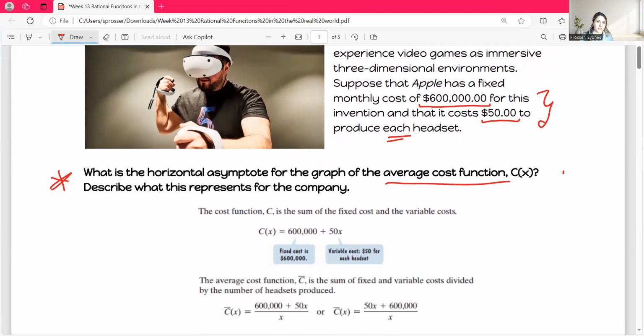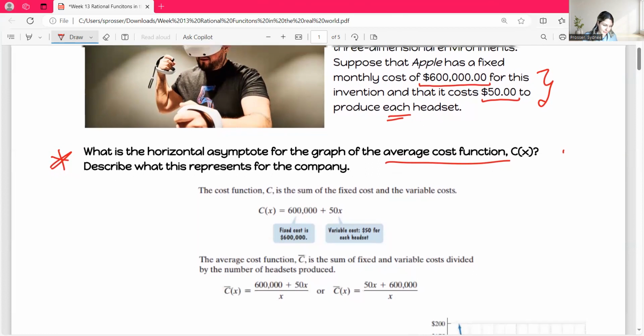Our average cost function. Well, we know how to find averages, right? You add up all of your items divided by how many items there were. So we don't know how many headsets are going to be produced. So we have our cost, 600,000 plus 50x, divided by x. X represents how many are produced. We're going to keep that as a variable x because this is a function. We could substitute any number into the function and figure out the average cost for that many headsets produced.